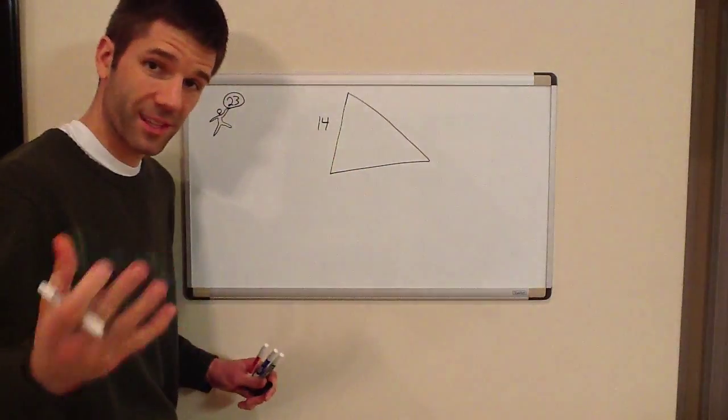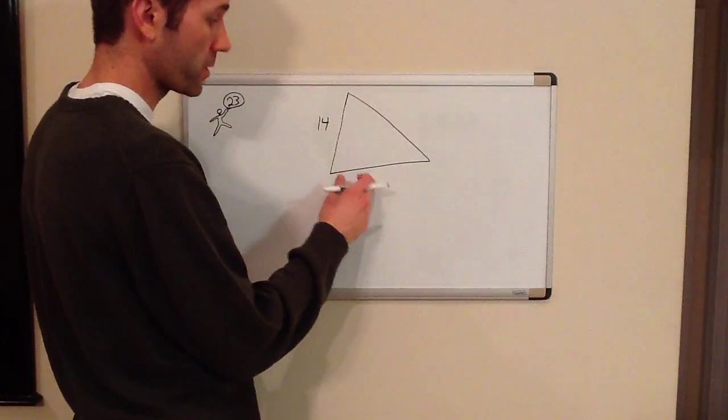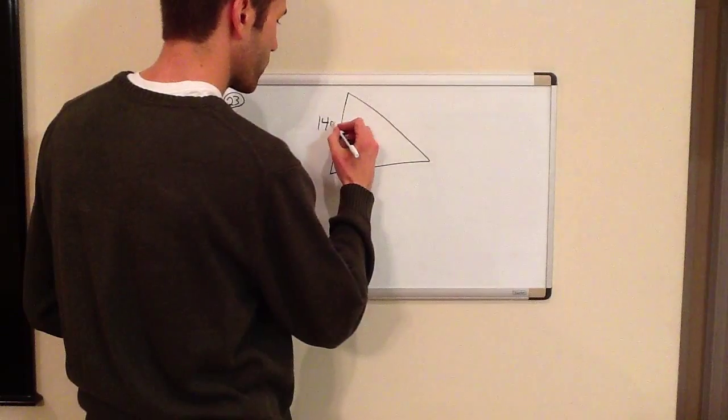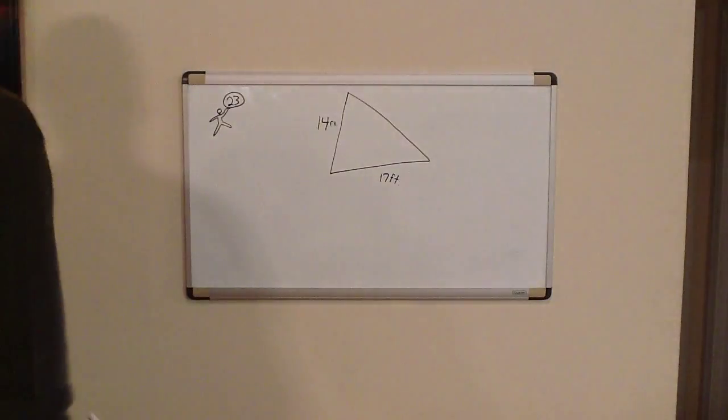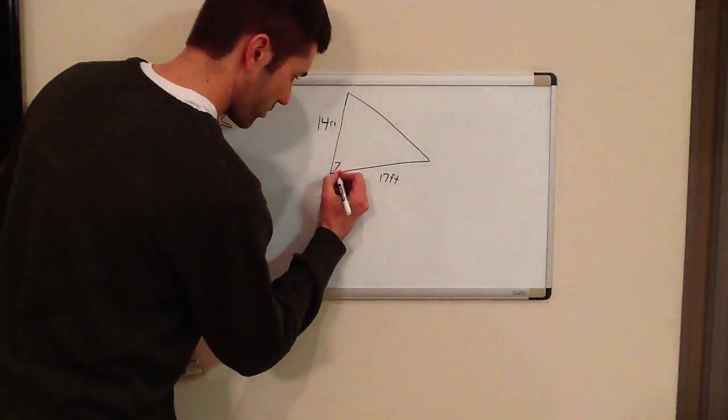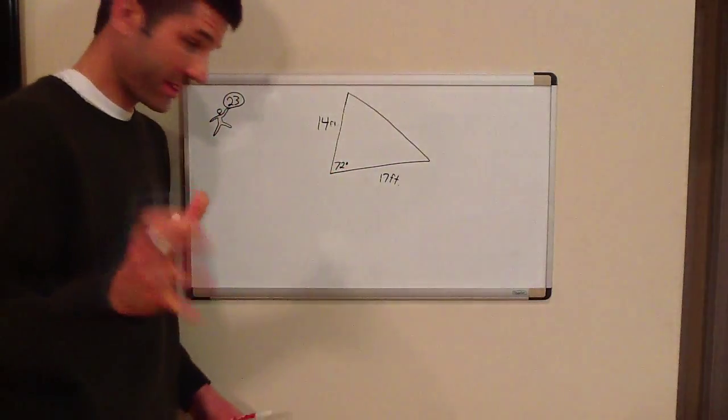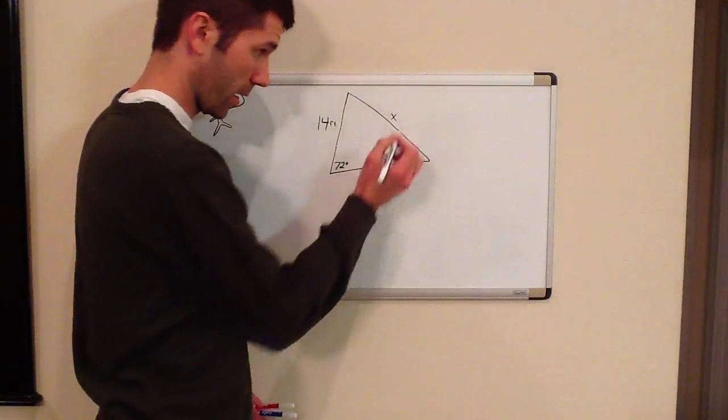Respectively means in that order. So if I'm thinking about this one and this one, then it would be 14 and 17 in that order. So 14 feet, 17 feet. And the included angle is 72 degrees. So we're going to put a 72 degree angle right there. And then it says, how long is the third side, which we'll call X.